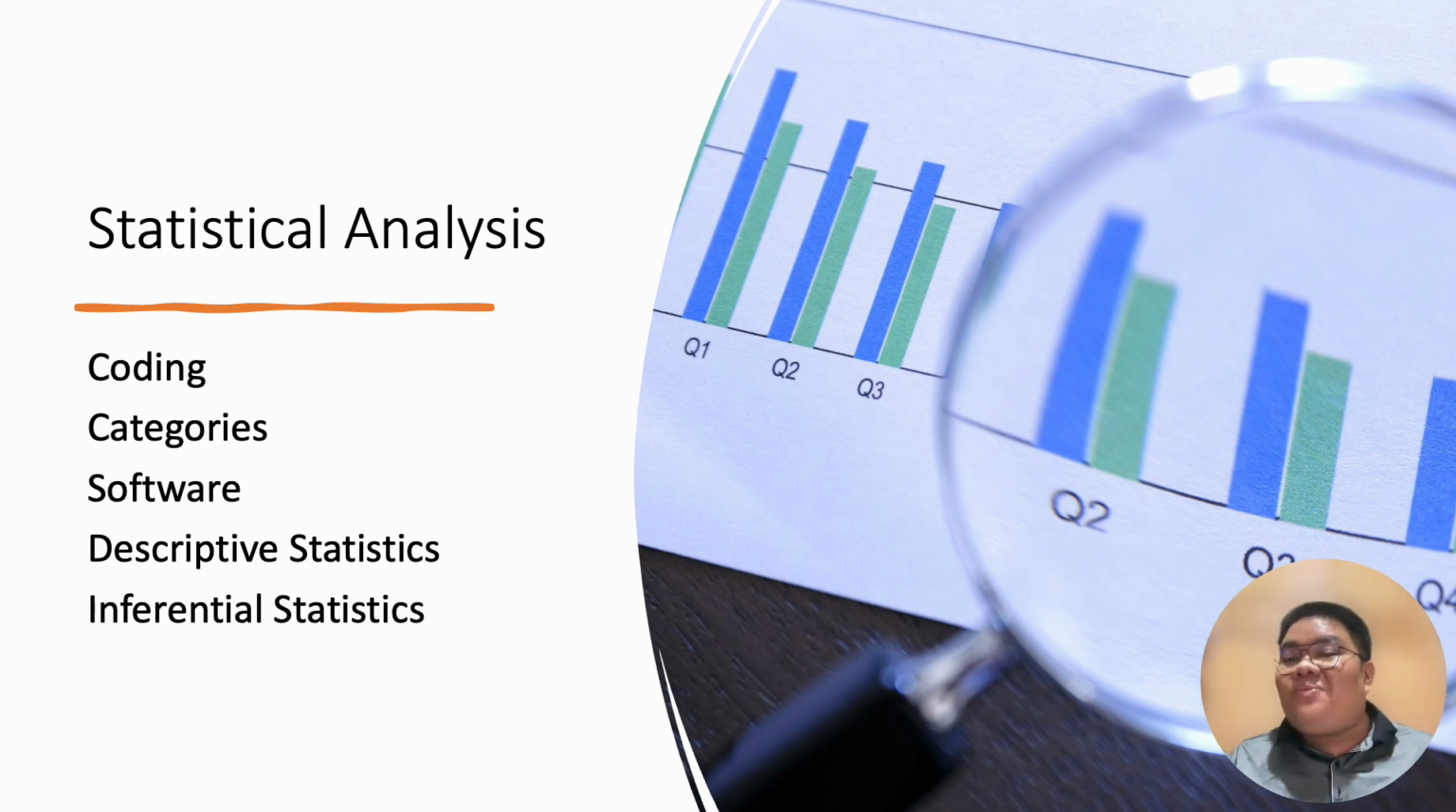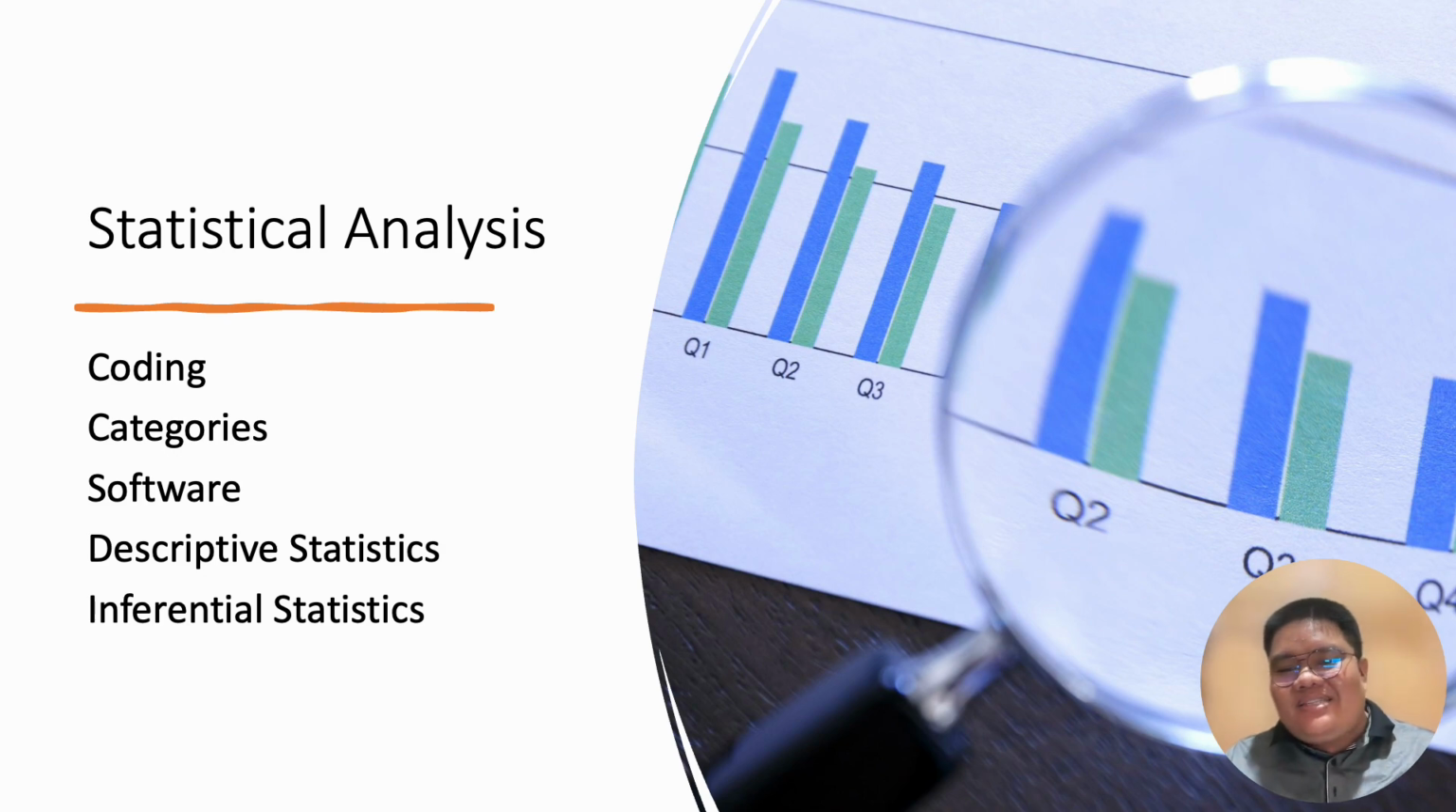This part is very important, and that would be your statistical analysis. For the statistical analysis, some of the basic things that you need to include are the coding, the categories for your research variables, the software to be used, the descriptive statistics, and then the inferential statistics that need to be computed for you to attain the objectives of the study. Now, let's look into the example.